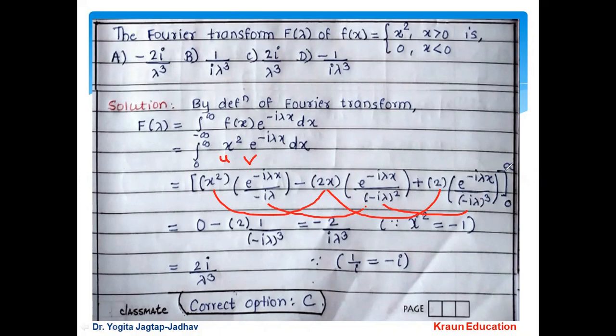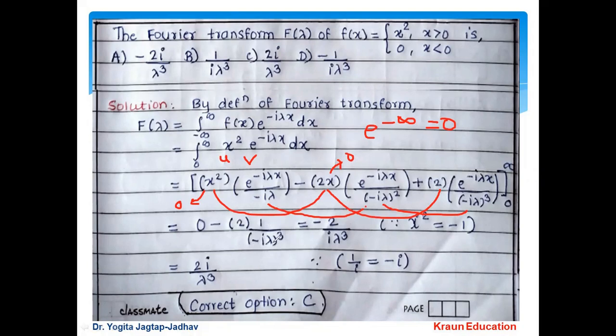When we try to put the limits, you know that e raised to minus infinity is equal to how much? e raised to minus infinity always equals 0. Therefore, for the upper limit, we get 0 everywhere. And when we put x equal to 0, due to this x square, this term tends to 0. This term is also 0. Only one thing remains in the solution: when we put x equal to 0, e raised to 0 is 1. And therefore, for the lower limit, we use the negative sign, 2 times 1 upon minus i lambda whole cube.